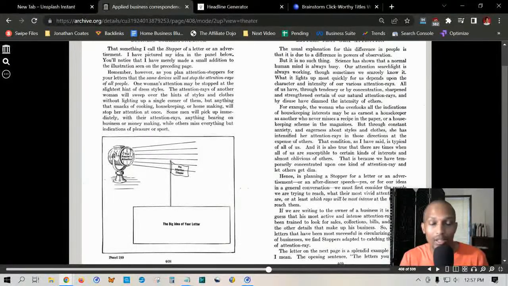Because if it isn't, you might have their attention, but if it isn't congruent with what you used to stop them and attract their attention in the first place, then you're going to be repelled and keep going.